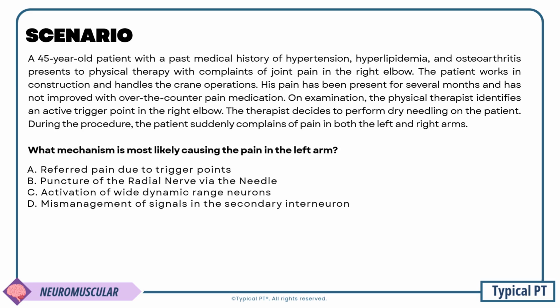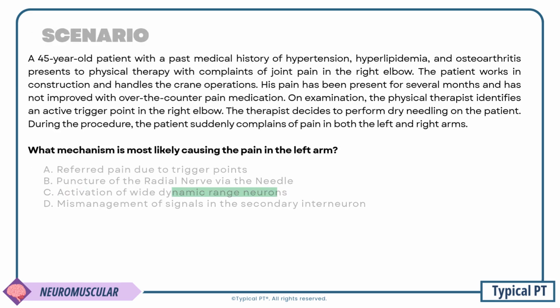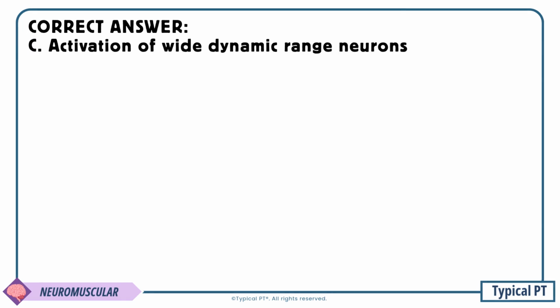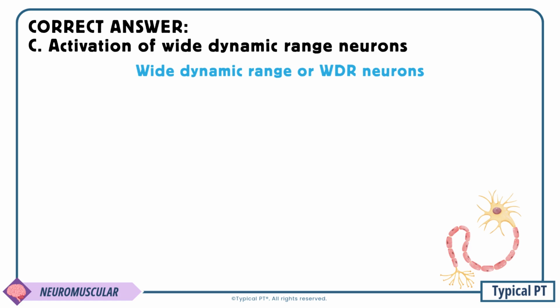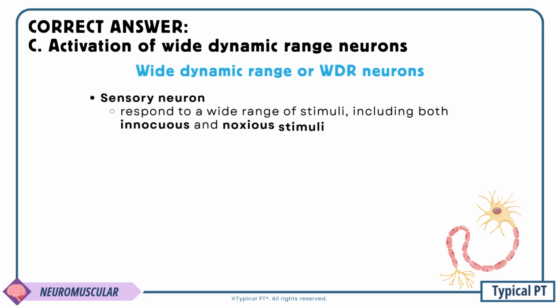Welcome back. The correct answer is C. Activation of wide dynamic range neurons. Answer choice C is correct. Wide dynamic range, or WDR neurons, are a type of sensory neuron that respond to a wide range of stimuli, including both innocuous and noxious stimuli.